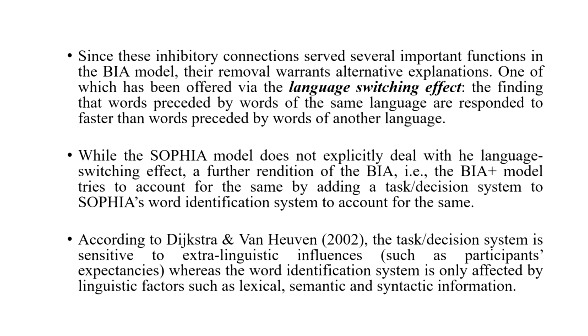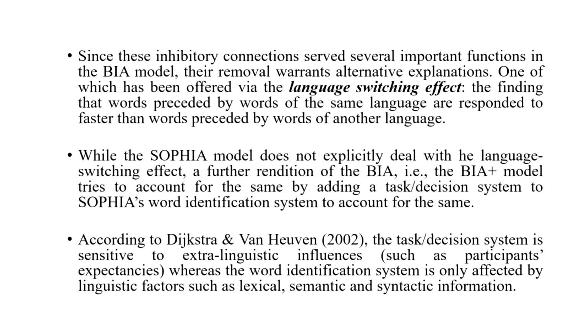One of these explanations has been offered via understanding the language switching effect. The language switching effect is basically the finding that words preceded by words of the same language are responded to faster than when they are preceded by words of another language. Say, for example, you are given a language switching task where you have to name things. So, the words come English, English, English and then Hindi. Then English words following English words will be named faster than English words following a Hindi word.